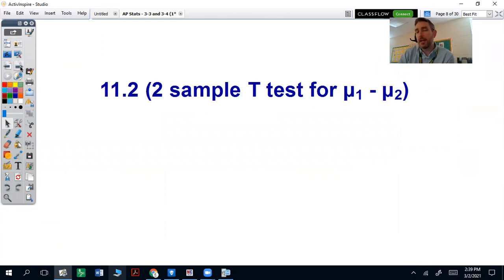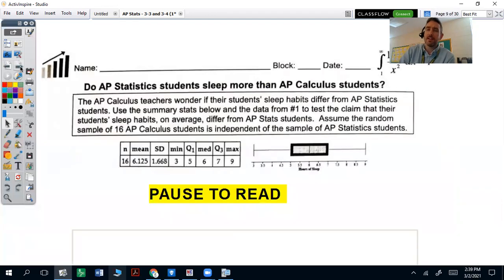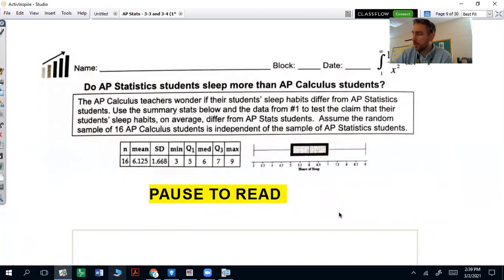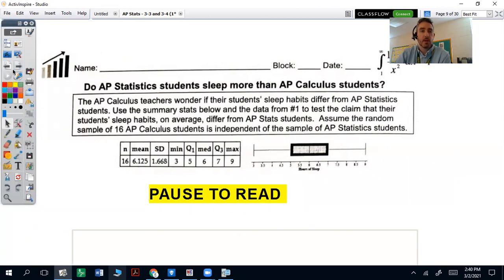Well, in this case, we're going to use the same data as before, but now we're going to add another type of class. So you're in AP Stats. Let's compare that to AP Calc students. Here's some data from AP Calc students. Read that, please. All right, you got the idea. You have the sample size of 16, a mean of 6.125, standard deviation of 1.668, and you even got a graph displaying the data, so you can check that approximately normal condition, which it looks pretty symmetric, so we're good to go on that. But we want to compare that to AP Stats students.